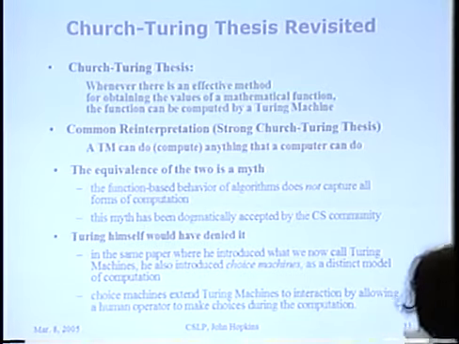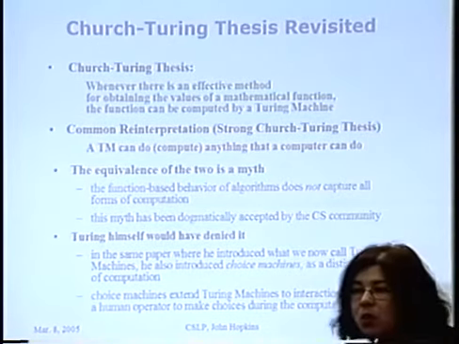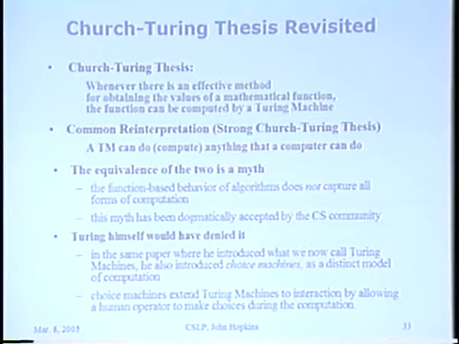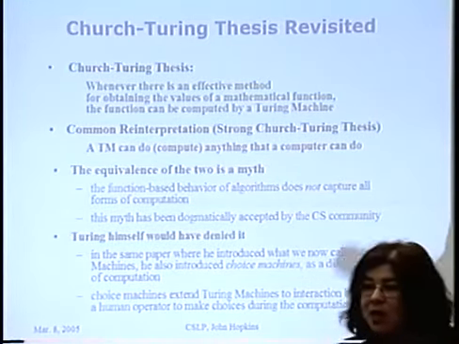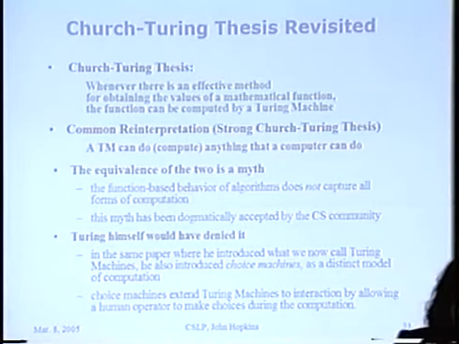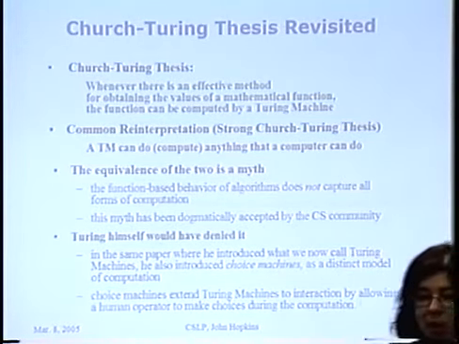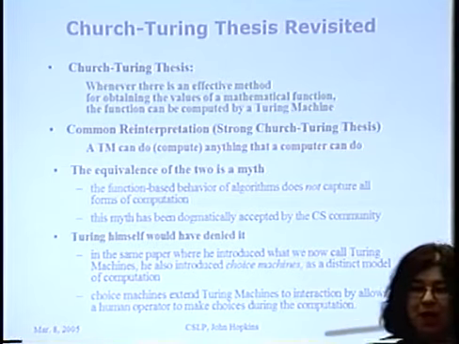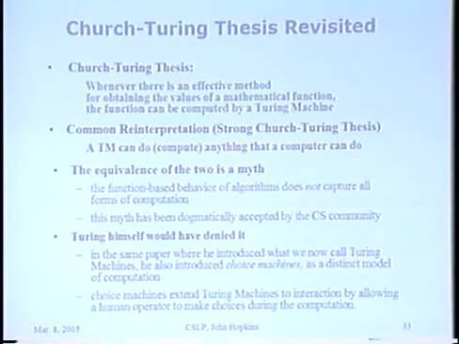Now, before I go on to discuss why this happened, I would like to point out that in my view, Turing would have been against this version of the thesis. He would have said, I disagree with it. In the same paper in 1936, where he introduced what we now call the Turing machine, he also introduced what he called choice machine as a distinct model of computation. The choice machines extended Turing machines to interaction by stopping once in a while and allowing a human operator to make choices during the computation. Okay? So they interacted with the operator. And he presented it as an alternative notion of computation to that of Turing machines, and he never claimed that Turing machines formalize this kind of computation.